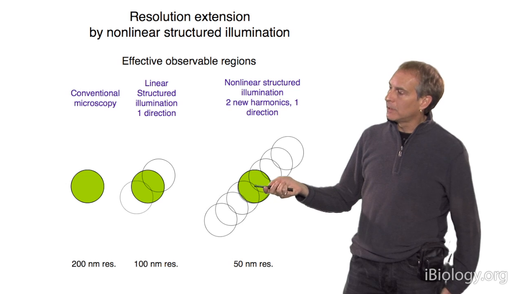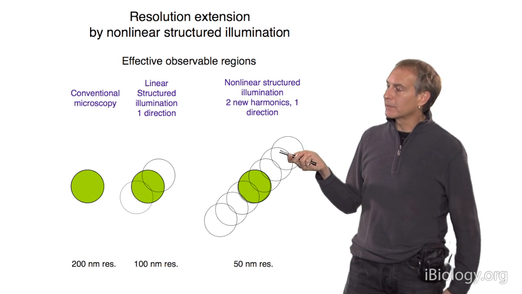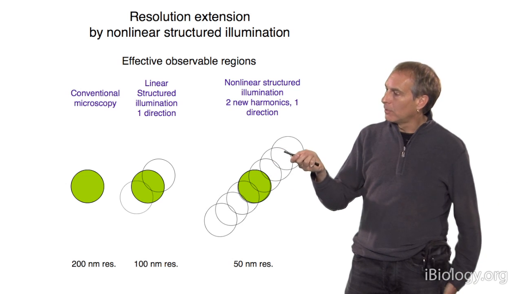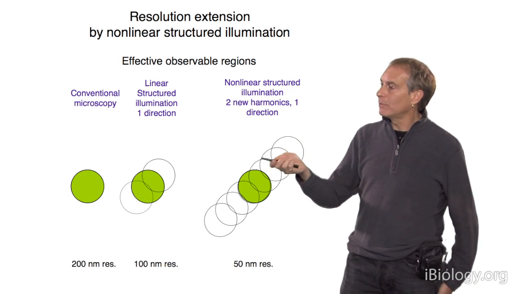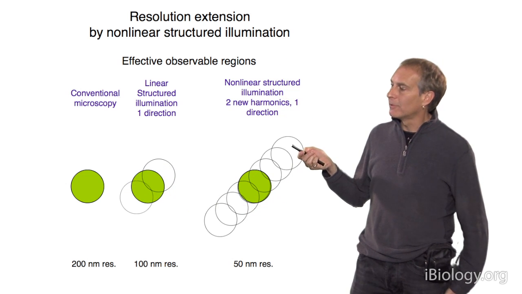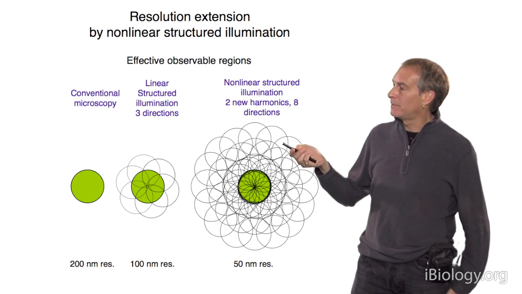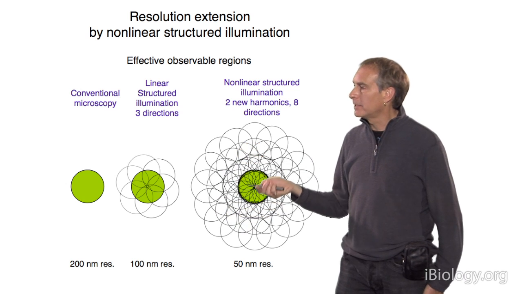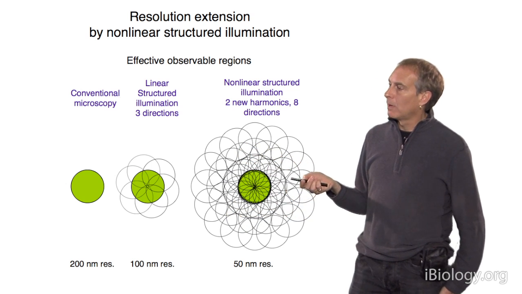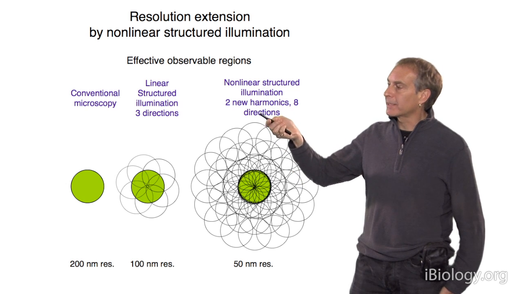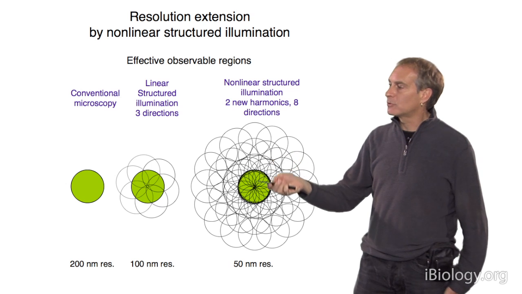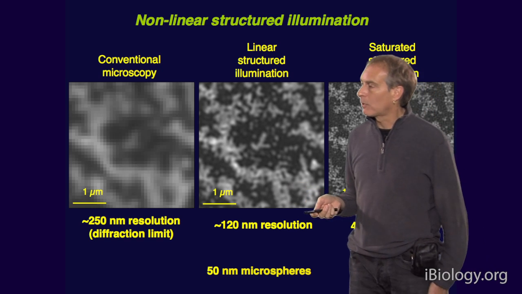Now, as you imagine, as you go further and further out, you're getting a smaller and smaller region of all the information because your porthole, your viewport into that area, is always the same size as in the conventional microscope. But as you go further out, you need more angles to be able to fill this in and get a very nice view of what the space looks like. But with just 2 new harmonics, now recording 8 directions instead of 3 directions, you can do a very good job of filling up Fourier space to high resolution.